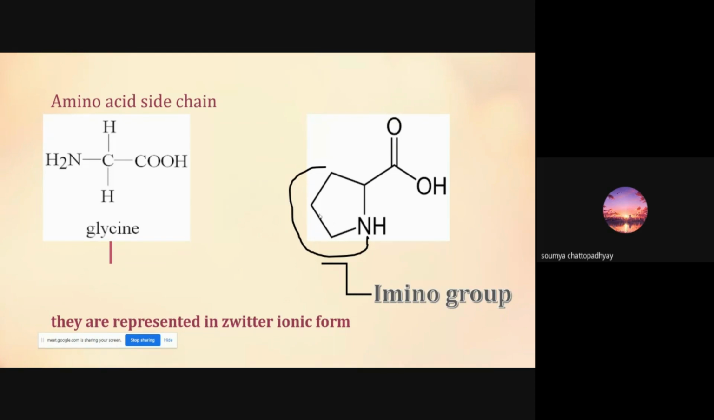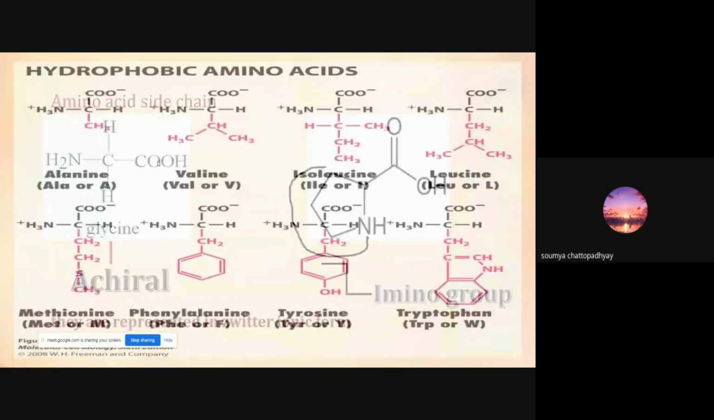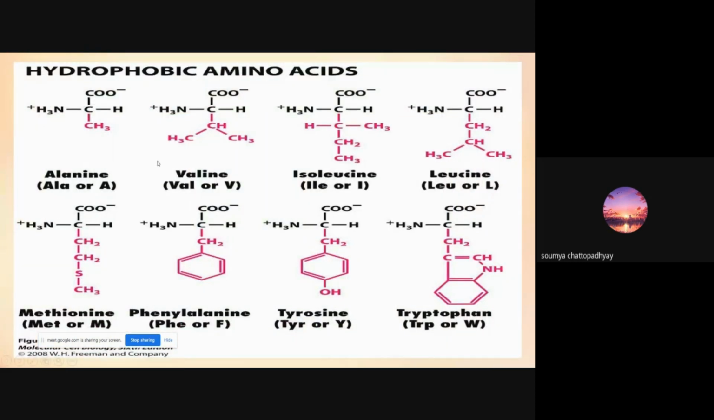And basically, when we represent an amino acid, it's in the zwitterionic form. Here it will be NH3 plus and COO minus. Now, these are hydrophobic amino acids. By the structures, you can say that they have an abundance of carbon and hydrogen atoms, meaning they are bulky, and as the name suggests, hydrophobic, they repel water.